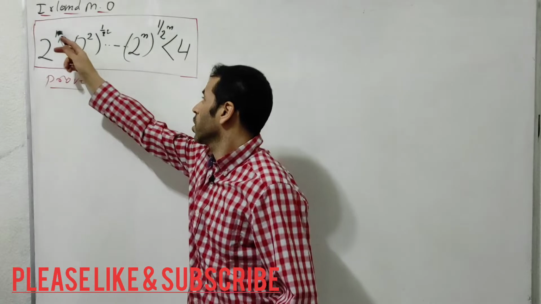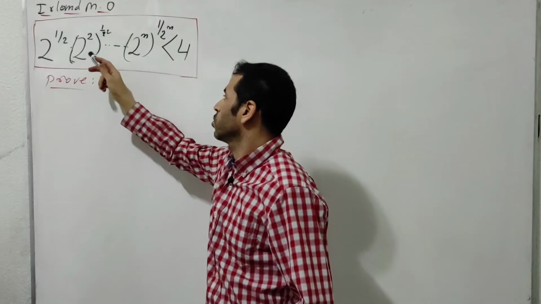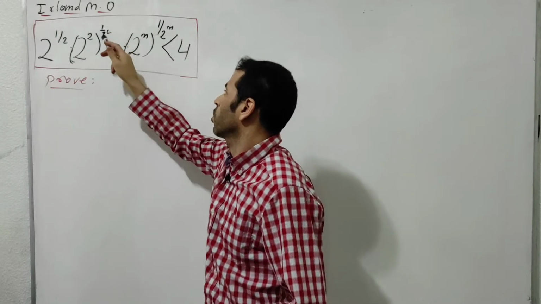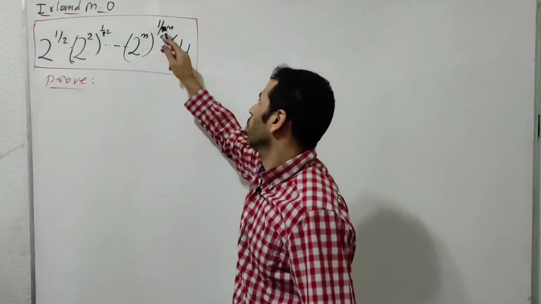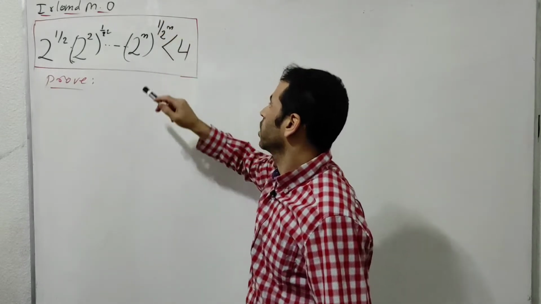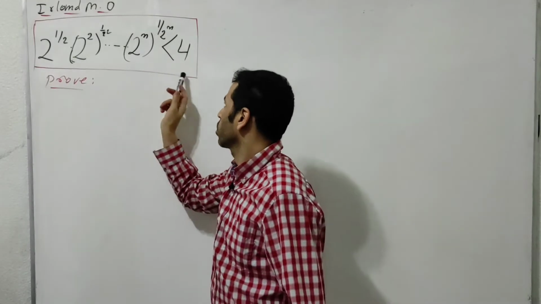We have 2^(1/2) multiplied by (2^2)^(1/2^2), and all the way down to (2^n)^(1/2^n). The entire thing is strictly less than 4.